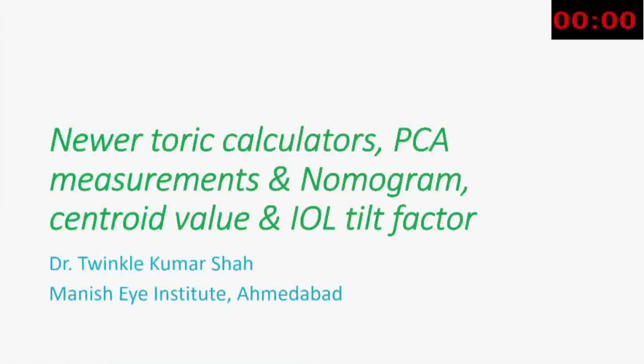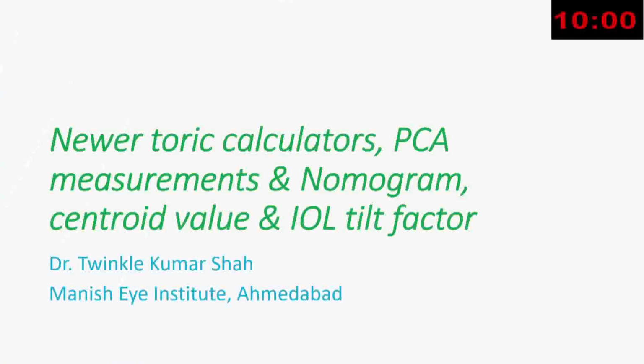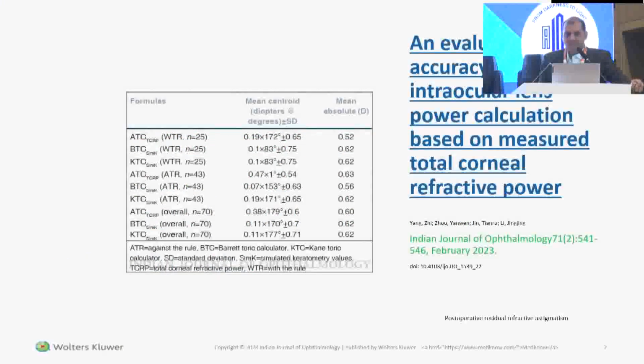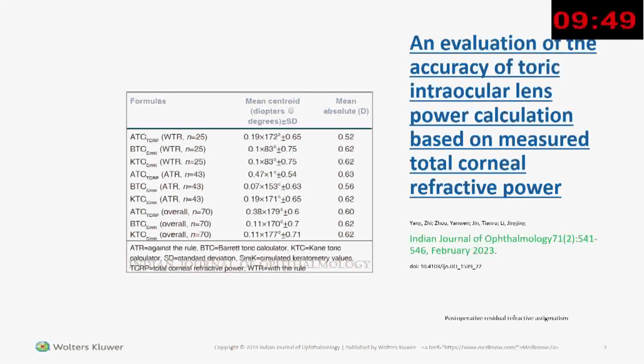So we are now towards the end of our instruction course. This is the last talk, and I am going to talk about the Toric calculators. What is the posterior corneal astigmatism and how to measure it, and the nomograms regarding it, centered value, and IOL tilt factor.